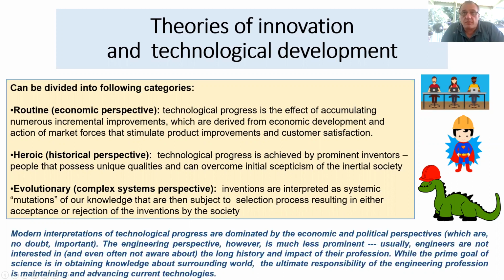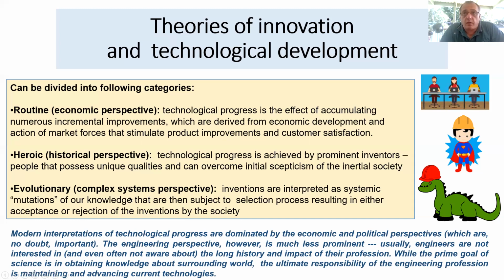The second approach is heroic. Society is usually conservative, and there is a person, an inventor, who is at the center of technological progress. He has vision, he is creative, inventive, and he creates new ideas, new approaches which change the technology and move the society forward.